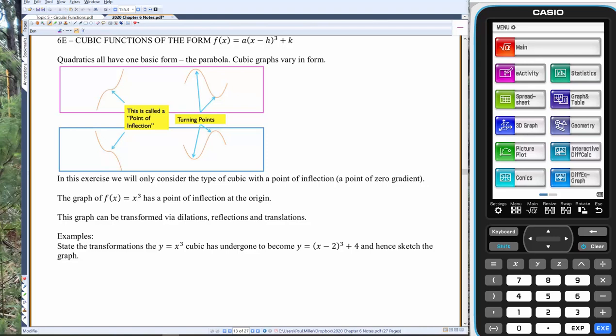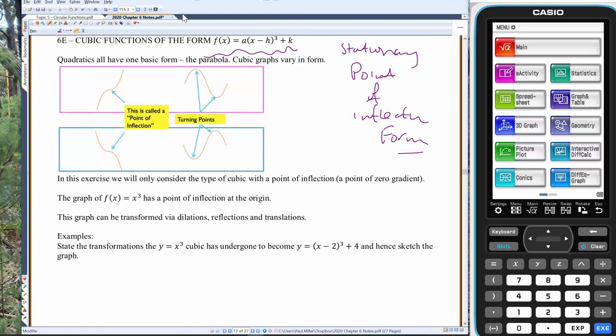Okay, so today's the day where we're going to start to graph cubic functions. And first of all, we'll look at these ones here. And these are cubic functions in this form, or in stationary point of inflection form.